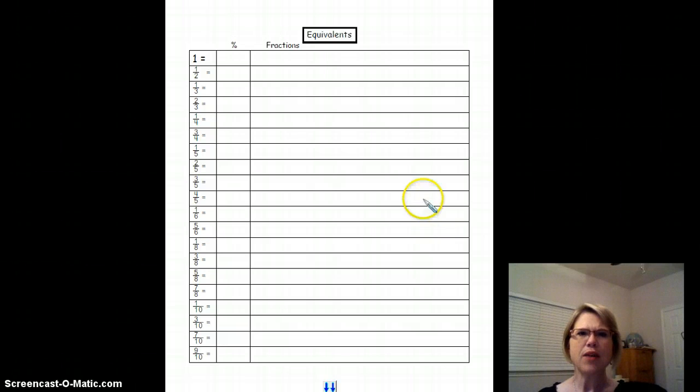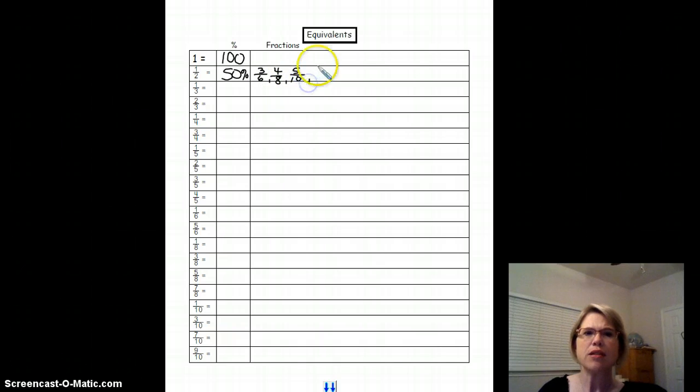So if I have a whole group, I have 100%, okay? So what did we say the percent for 1/2 was? The percent for 1/2 was 50%, right? But what did we say some equivalent fractions were? In our Guess My Rule, it was 3 out of 6, it was 4 out of 8, it was 5 out of 10. We said on our last slide 12 out of 16.